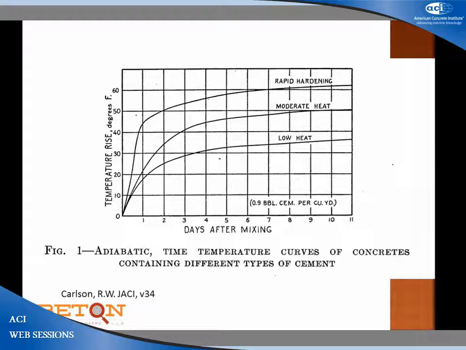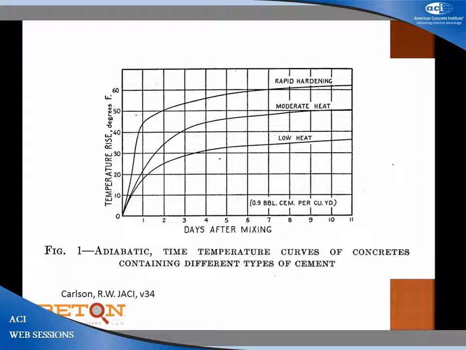Now, I've got some curves. This is a curve from Carlson talking about mass concrete, the Journal of the American Concrete Institute, volume 34. I think it was in 1927 or 1928. You can see he's using a very up-to-date mixture. And this is what Daryl was talking about, 0.9 barrels of cement per cubic yard. There's 4 bags in a barrel. So this is 3.6 sacks of cement. That's how old this is.